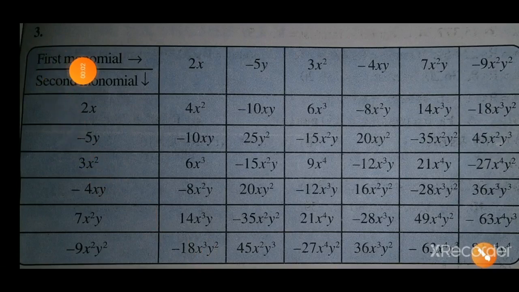So this is the solution of this particular question third, in which we multiply 2x with 2x, 2x with minus 5y, 2x with 3x square, and we get all these results like this. Then we multiply minus 5y with 2x, then we get minus 10xy, minus 5y times minus 5y gives 25y square, and minus 5y times 3x square gives minus 15x square y, and so on. So this is the solution or answer of question third.